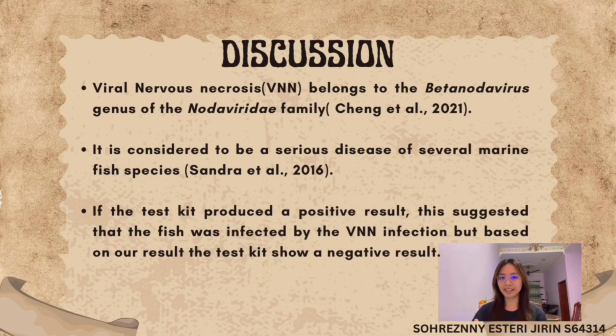So, what is VNN or viral nervous necrosis? VNN actually belongs to the beta nodavirus genus of the Nodaviridae family. It is considered to be a serious disease of several marine fish species. If the test kit produced a positive result, this suggested that the fish was infected by the VNN infection. But based on our result, the test kit showed a negative result.